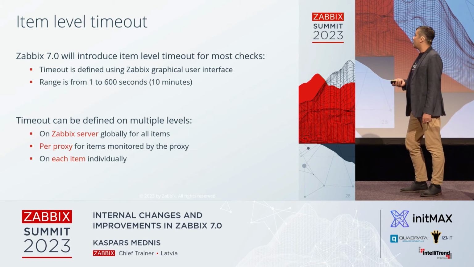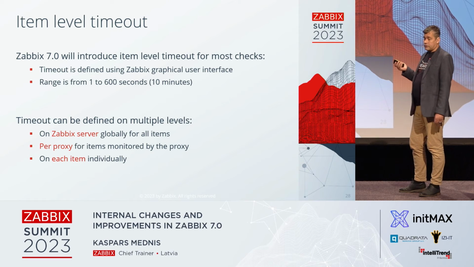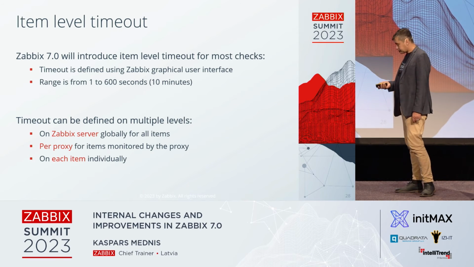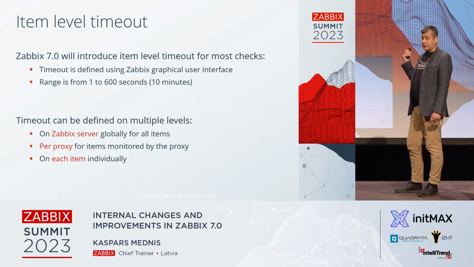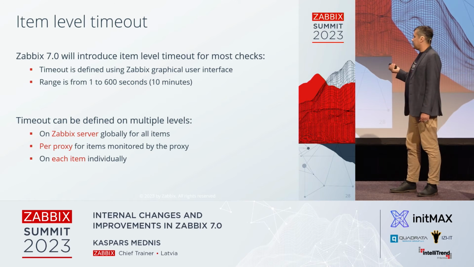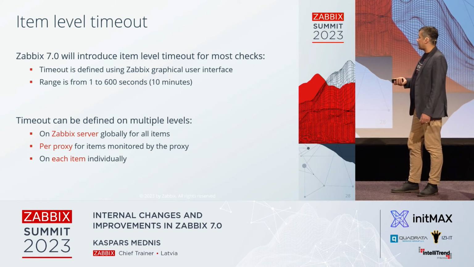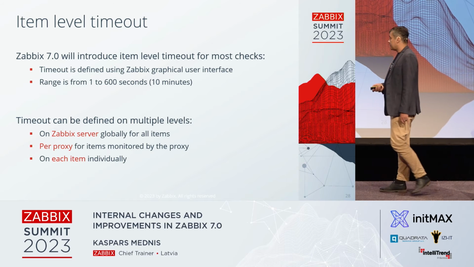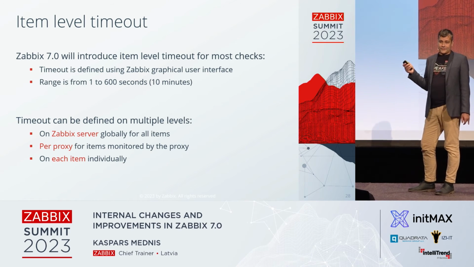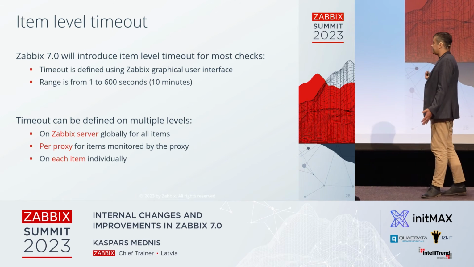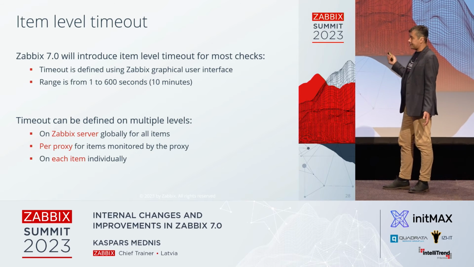So what we changed? We introduced item level timeout. Yes, you can specify a timeout on item level, and you can do it using the graphical user interface. So you don't need access to SSH, you don't need to restart Zabbix server, you just open the Zabbix frontend and change it. Also, some people will love it. Look here, 600 seconds. Yeah, because the previous limit was 30 seconds, which was not enough sometimes. Now you have 10 minutes.